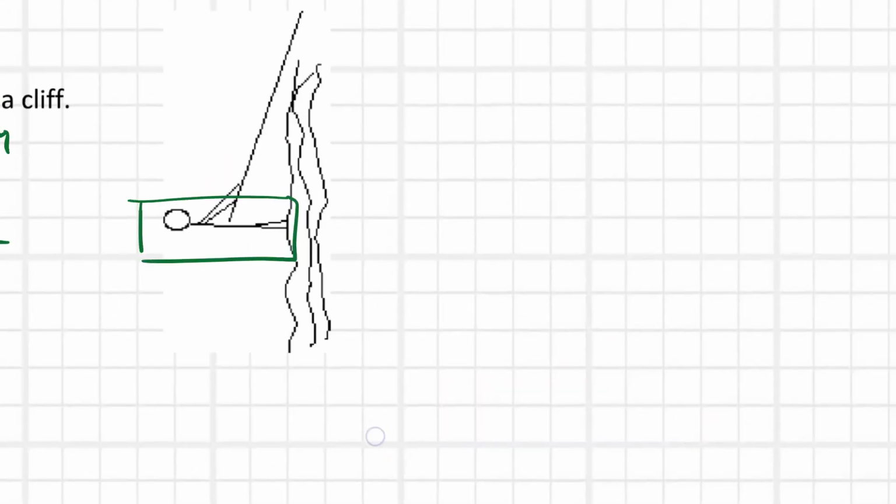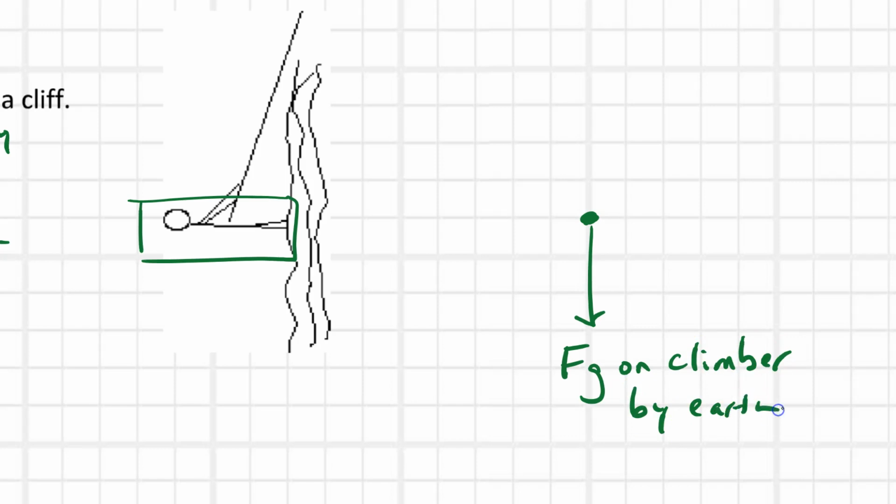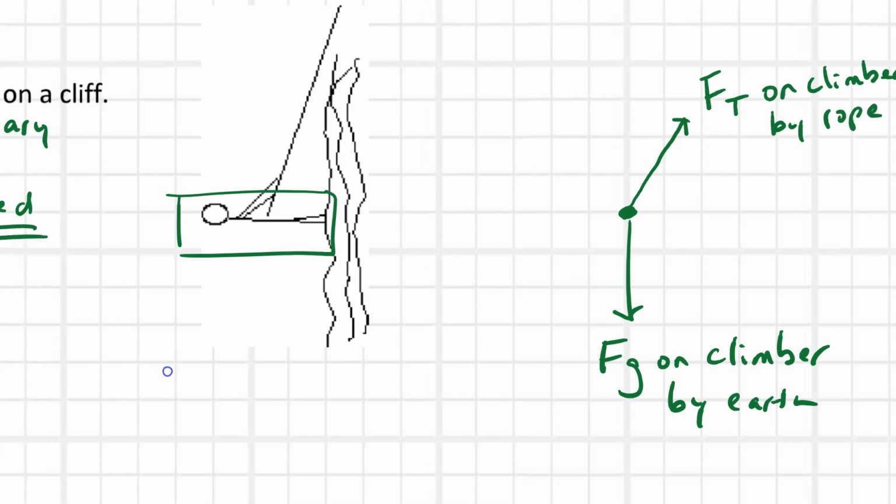Maybe I'll do them over here. Here's the rock climber. There is a force of gravity downwards: the force of gravity on the climber by Earth. Now, what other forces? Well, there's that rope. That kind of makes sense. It's going to also be the same angle. So this will be a tension force: tension on the climber by the rope.